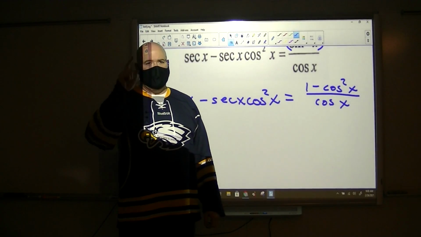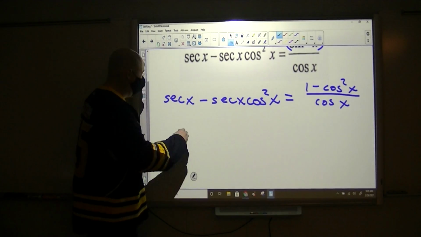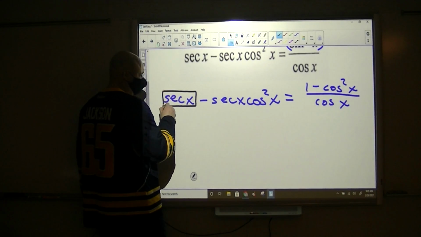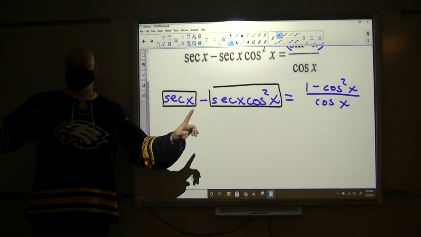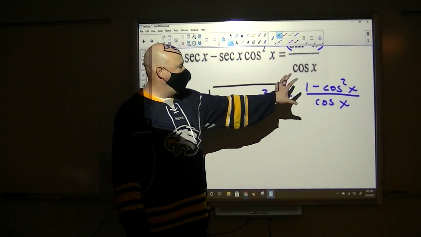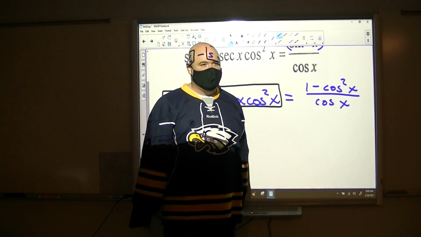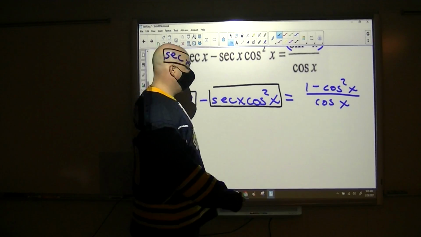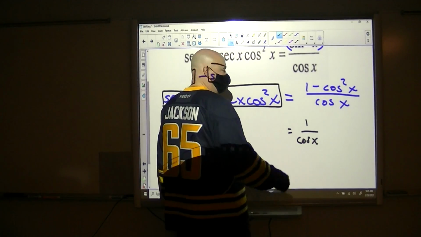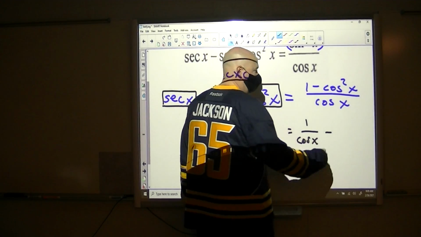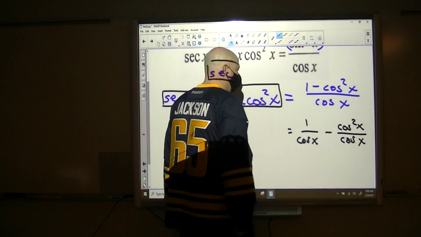Now, why might we want to do that? Stay with me. Well, over here, there are 2 parts. There's this part, and there's this part. 2 parts to that side, should we say. Over here, there's 1 fraction. But I can break that fraction apart. So if we did that, it would be 1 over cosine x minus cosine squared x over cosine x.